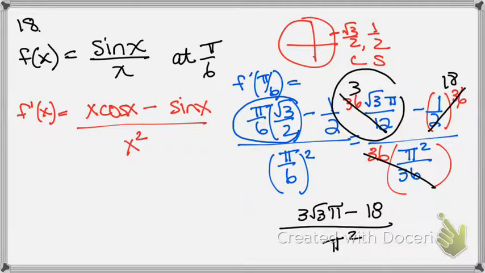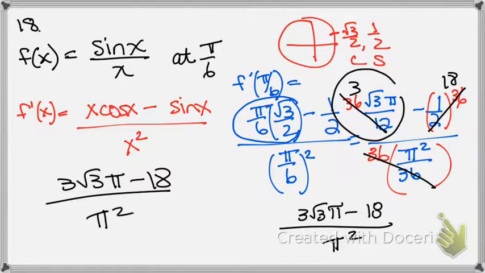You guys in your fractions. It's not the best location for that symbol, is it? I didn't know it was in the way. So it's 3 root 3 pi minus 18 all over pi squared. That's my answer.